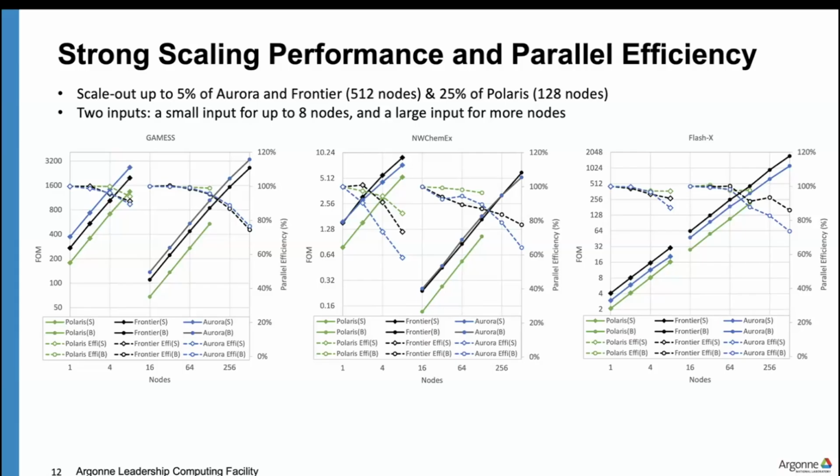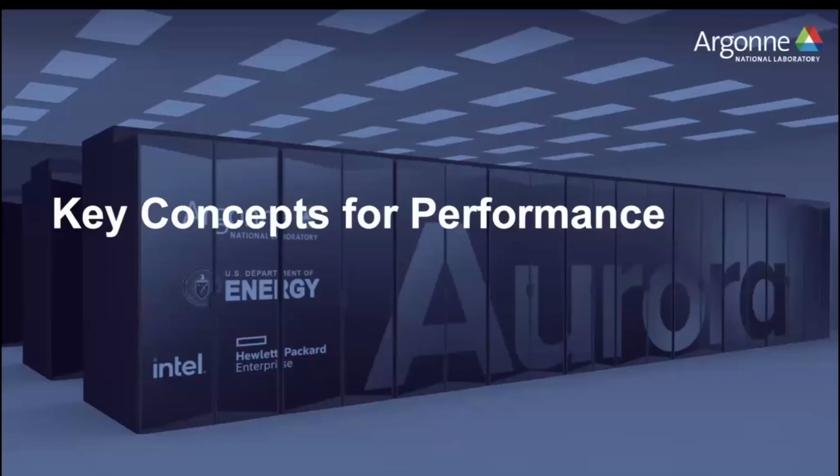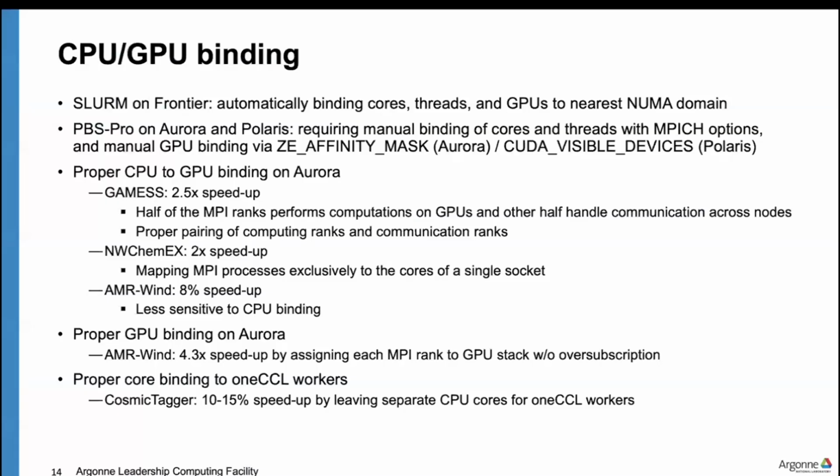So it looks bad, but in another way, we can think, oh, with the same number of nodes, we can solve a bigger problem on Aurora than on Frontier, and a bigger problem on Frontier than on Polaris, right? So depending on the configuration, you may enjoy better performance on Aurora and Frontier. So that's the performance data, and we found several key concepts to get better performance.